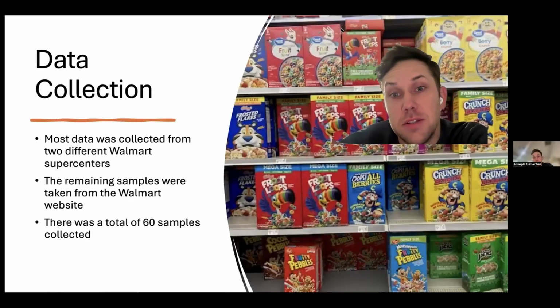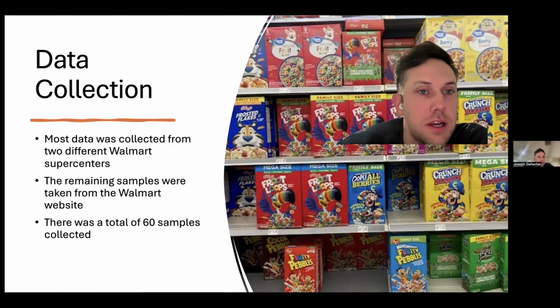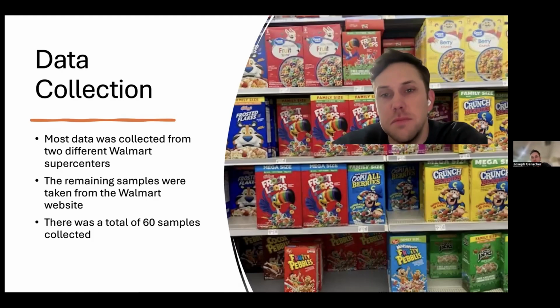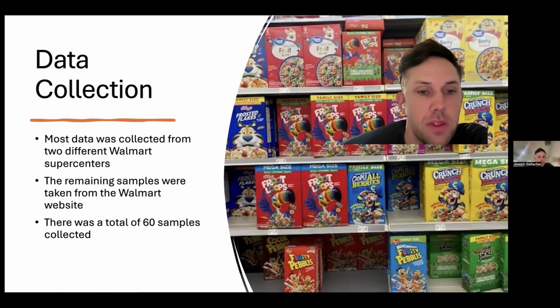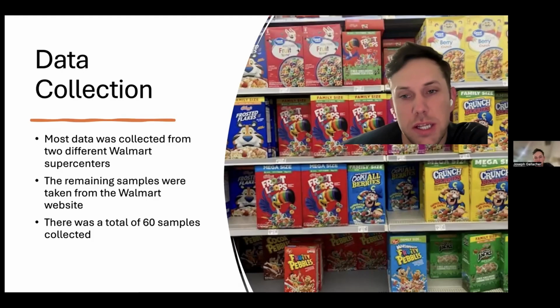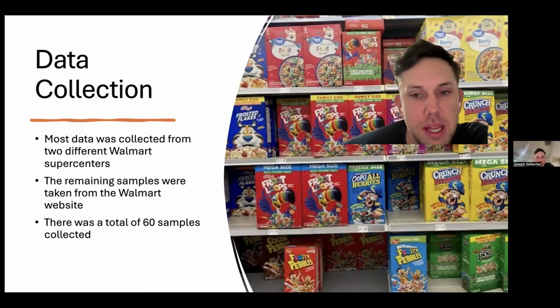For the data collection process, I'll explain how we did it. Most of the data came from two different Walmart supercenters, where we went to the store, physically compared, and reported the prices and the sizes of the cereal. There weren't enough physical samples at the locations, so to make sure we had enough data for the study, we went to the website walmart.com to collect additional samples. In all, a total of 60 samples were collected, 30 from Great Value and 30 from Kellogg's.